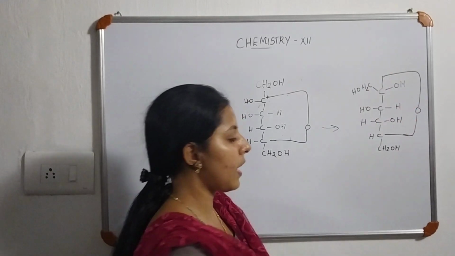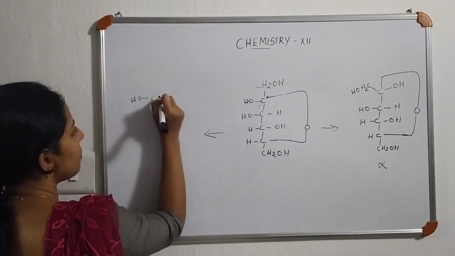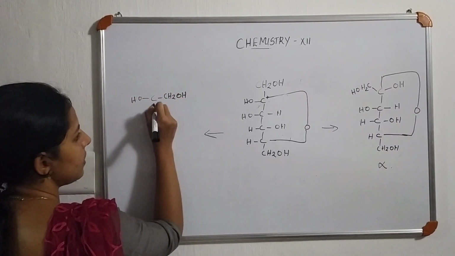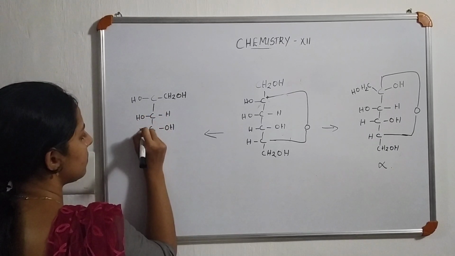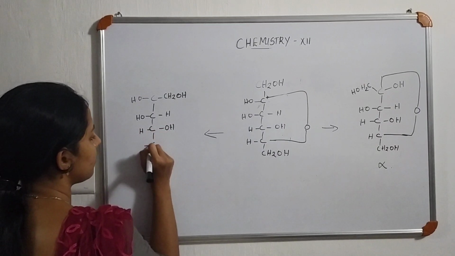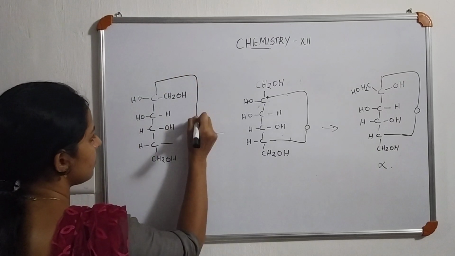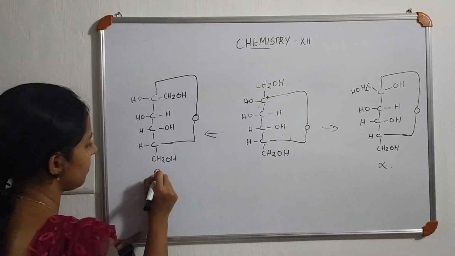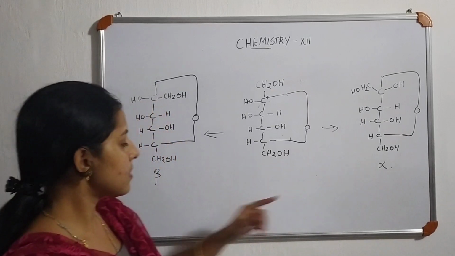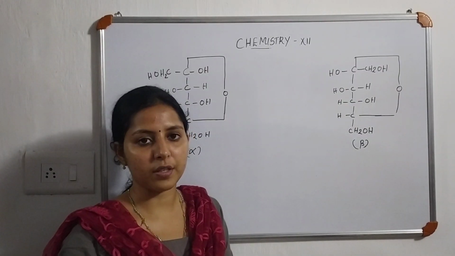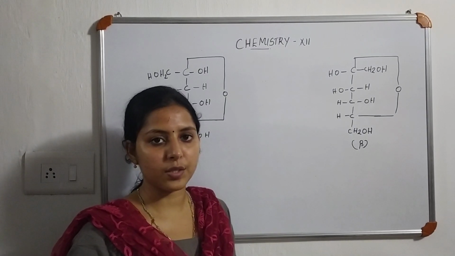If the OH group is towards right, it is called alpha form, and if the OH group is towards left, it is called beta form. So these are the cyclic forms of fructose. Alpha fructose, beta fructose. Cyclic forms of fructose, alpha D fructose and beta D fructose. And now we can draw the Haworth structure of fructose.